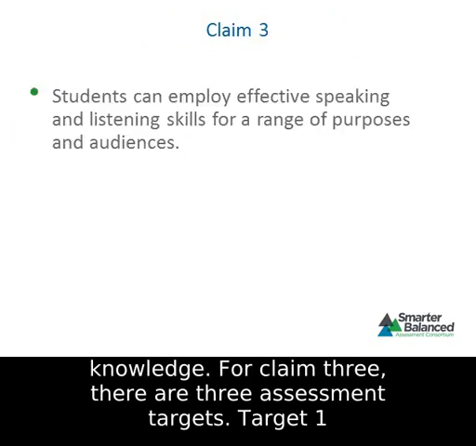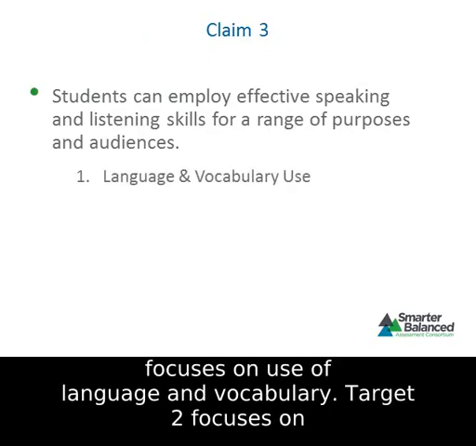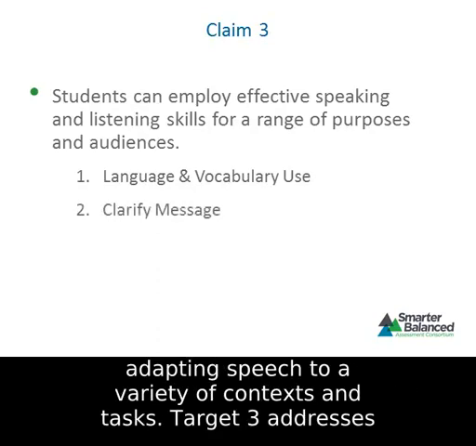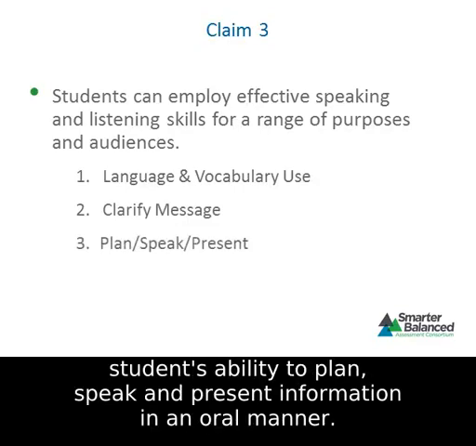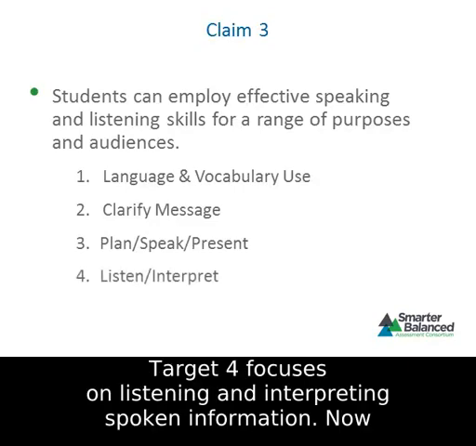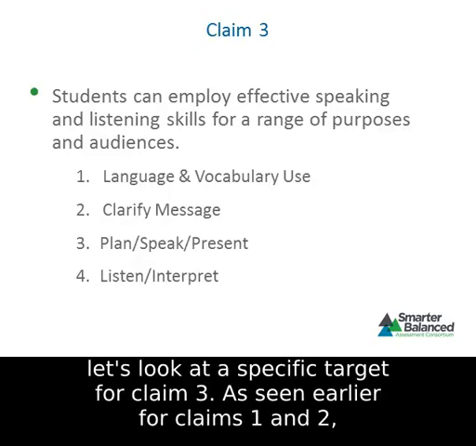For Claim 3, there are 3 assessment targets. Target 1 focuses on use of language and vocabulary. Target 2 focuses on adapting speech to a variety of contexts and tasks. Target 3 addresses students' ability to plan, speak, and present information in an oral manner. Target 4 focuses on listening and interpreting spoken information. Now let's look at a specific target for Claim 3.